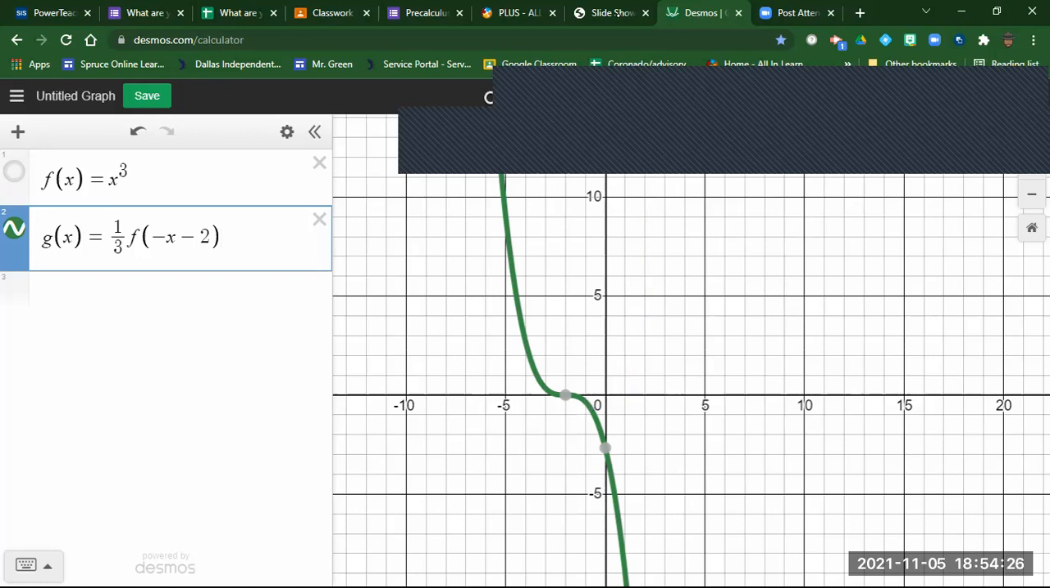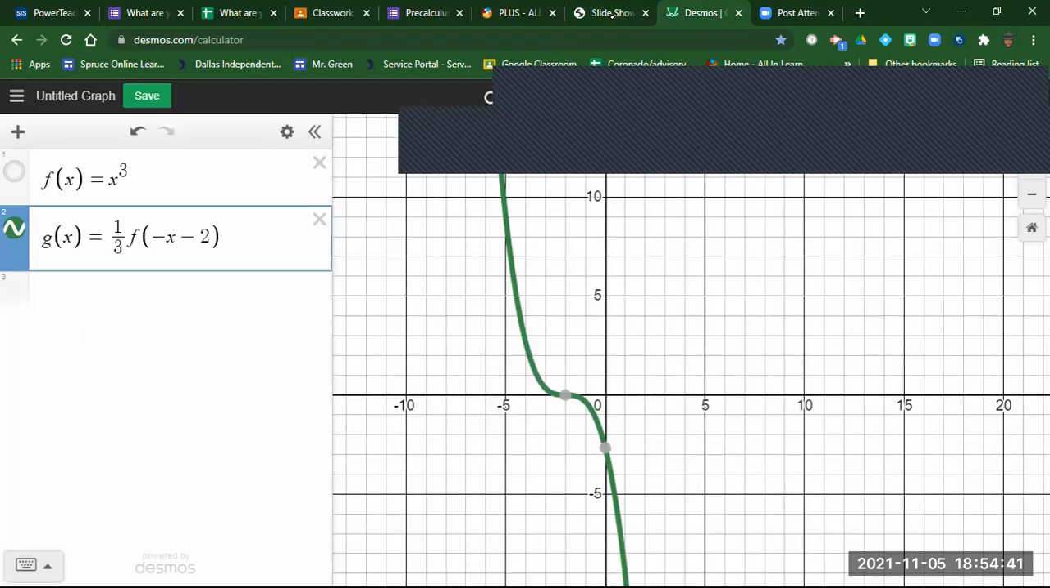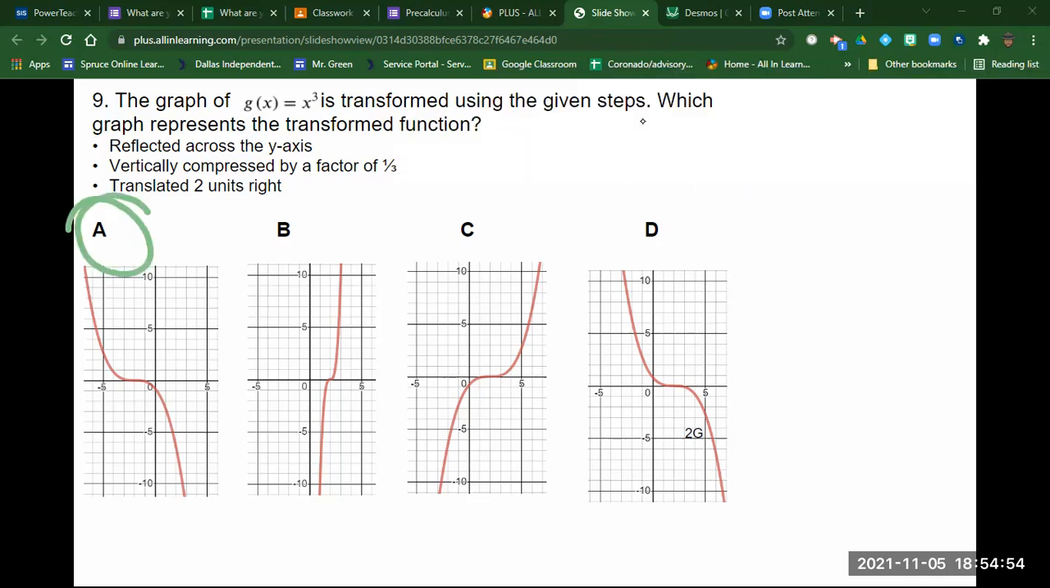I'm going to cut my old graph off. And so I'm looking for that one. Which one is it? Is it D? Is it C? Since it's reflected, it looks like it's going to be A. Or is it? Let's look. We are 2 units past the origin on the left. Yeah, so A appears to be the correct answer. That matches. Okay. All right, so let's keep moving.